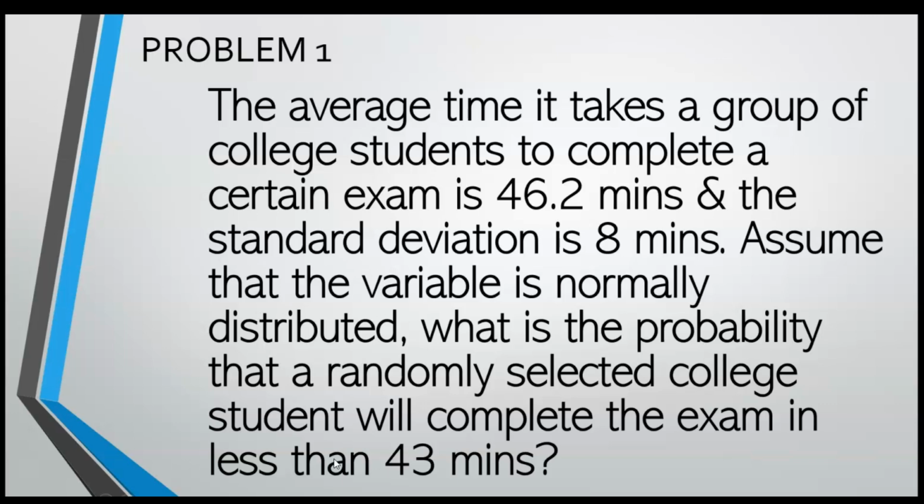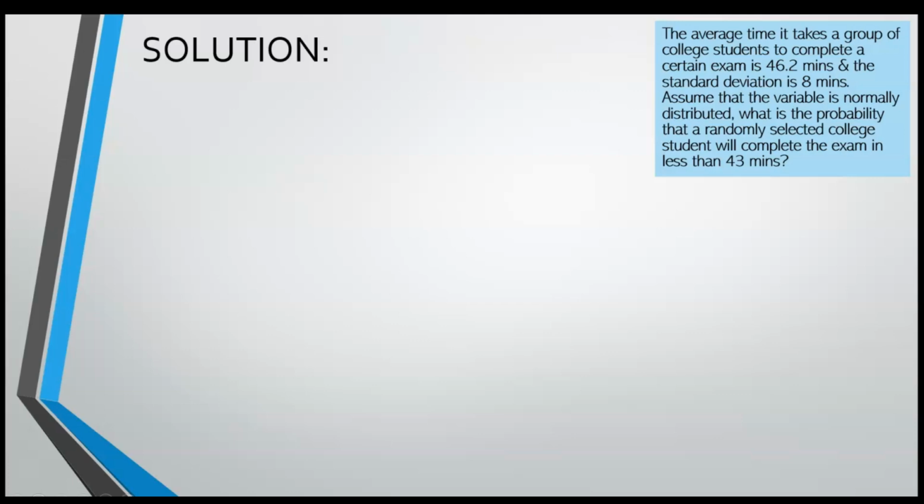As you can see in this problem, we are being asked to find the probability that a student can complete the exam in less than 43 minutes. To solve for what is being asked in the problem, first we need to identify the given data from the problem. The first one is the mean. The mean is 46.2 minutes. Next we have the standard deviation. The standard deviation is 8 minutes. And our random variable x is 43 minutes.